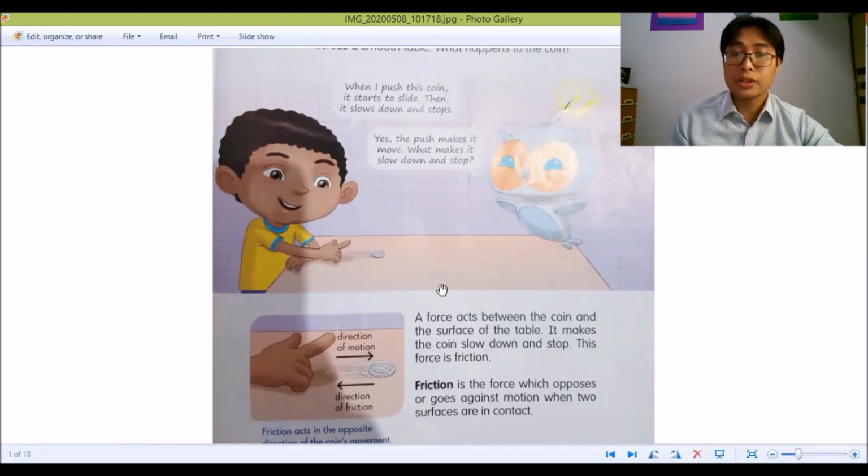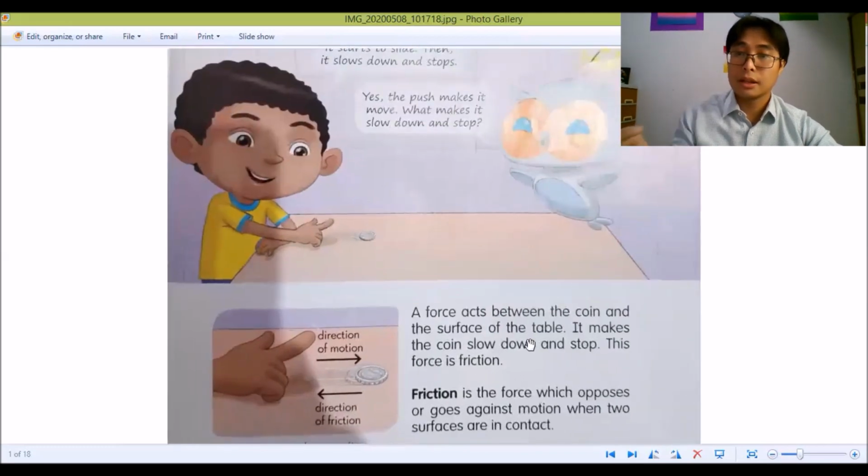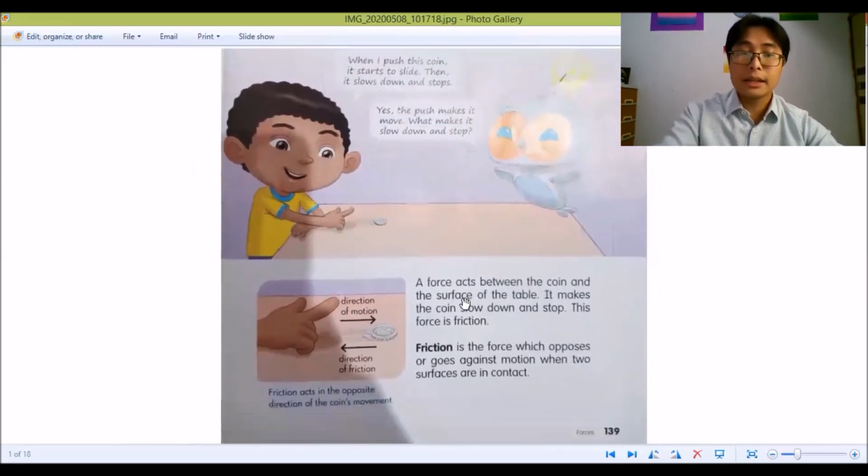So there is a force that acts between the coin and the surface of the table. Then eventually, it makes the coin slow down and stop. This is friction. That force is friction. So the direction of the friction is going to the left. Okay. So friction acts in the opposite direction of the coin's movement.